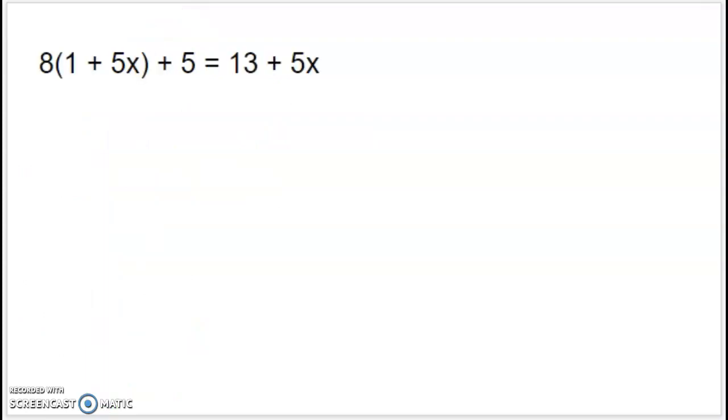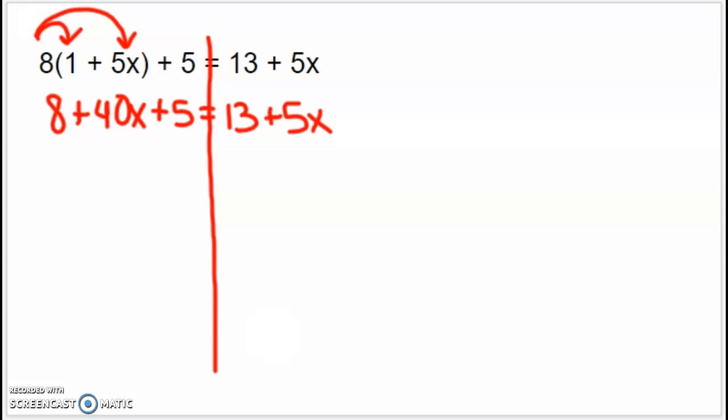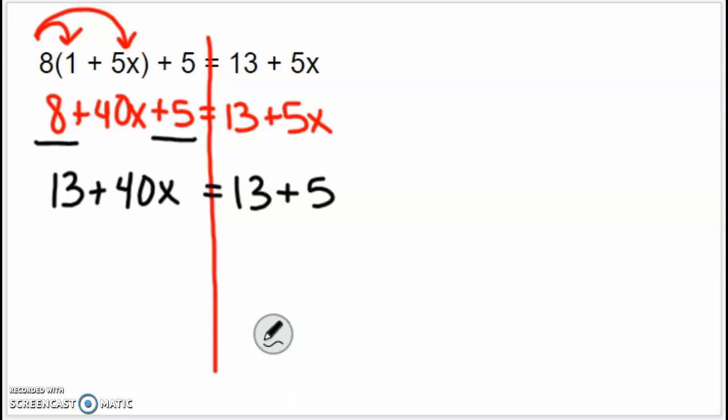We have 2 left. Again, write it down, pause the video and try it. So you can pause now. First thing, distributive property. 8 plus 40x plus 5 equals 13 plus 5x. I then notice I can combine my 5 and 8 together. So I get 13 plus 40x equals 13 plus 5x.